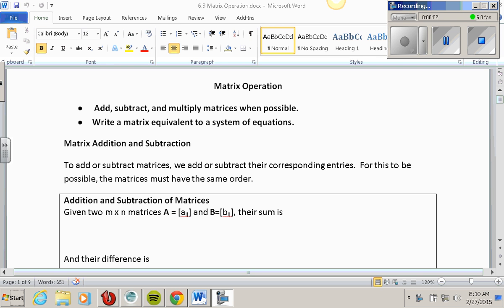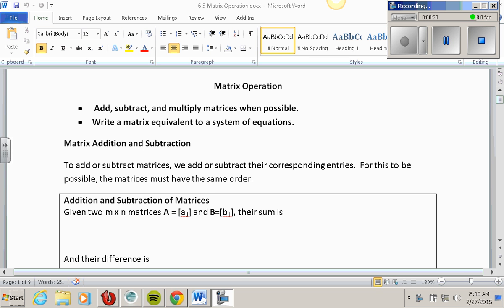This lesson is from Mrs. Cucci's College Now PreCalculus class. Today we're going to be talking about matrix operations. Our objectives are to be able to add, subtract, and multiply matrices when possible, and also write a matrix of two systematic equations. So this will be 2 days. We'll split this lesson in half.